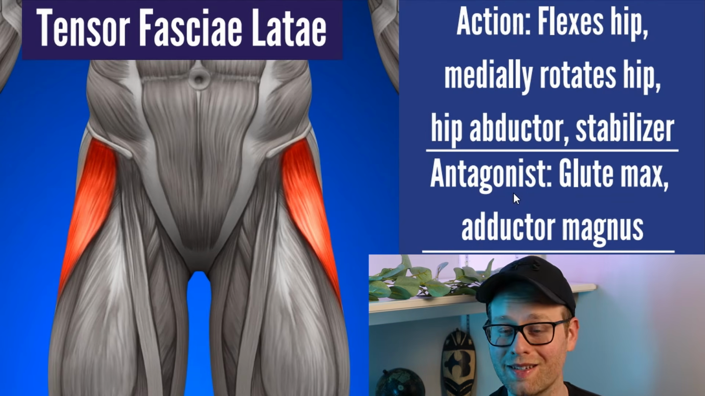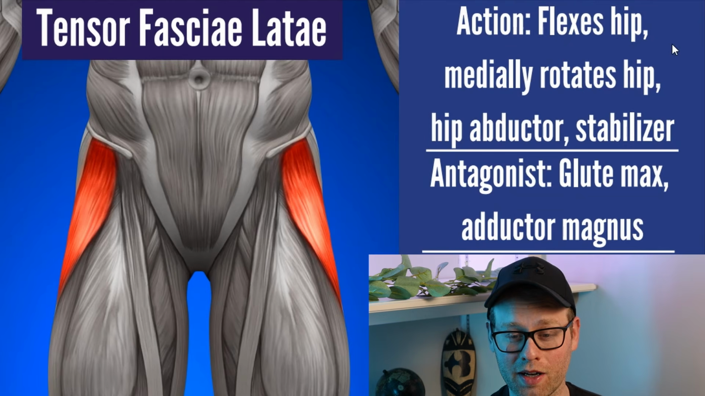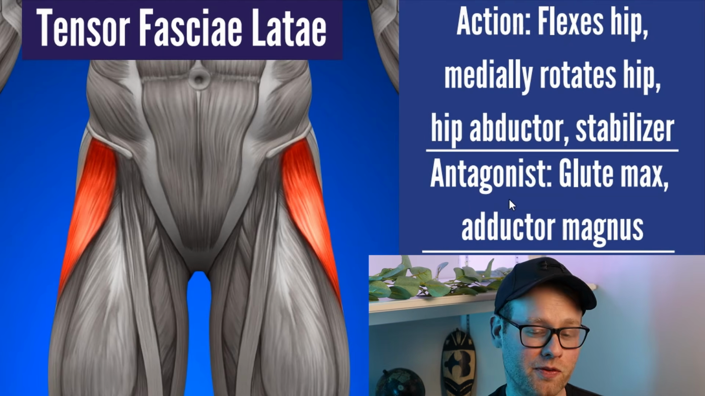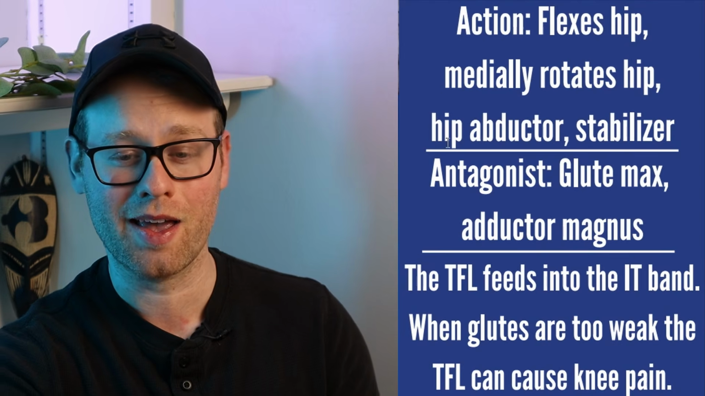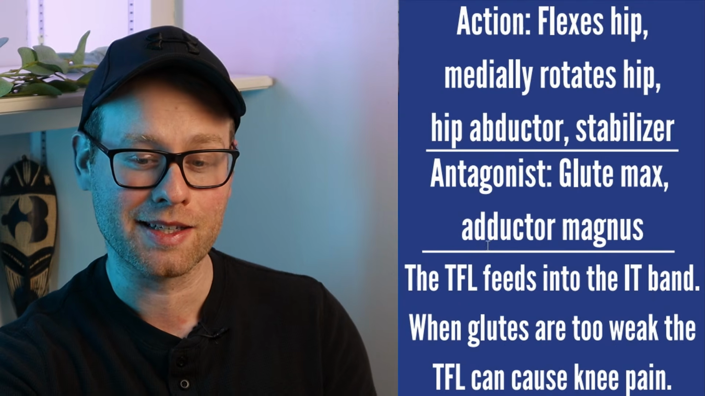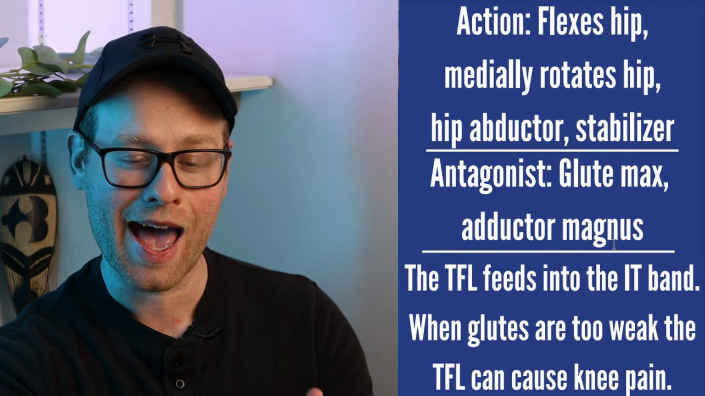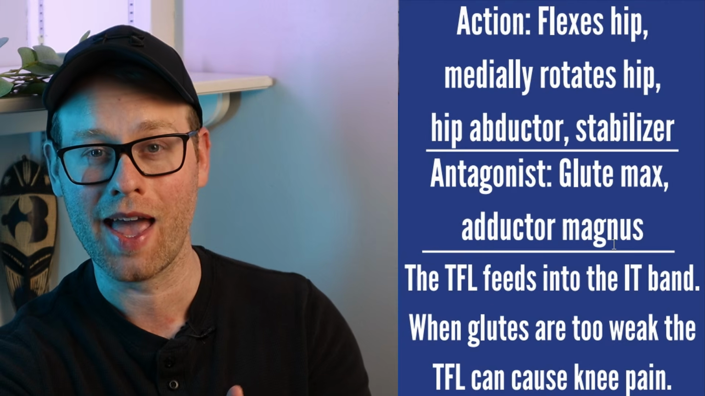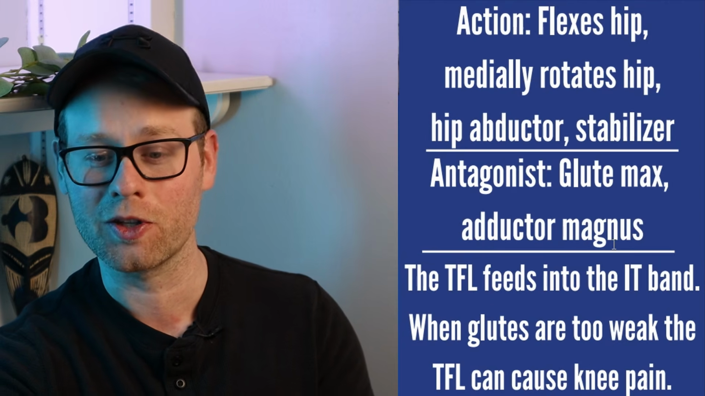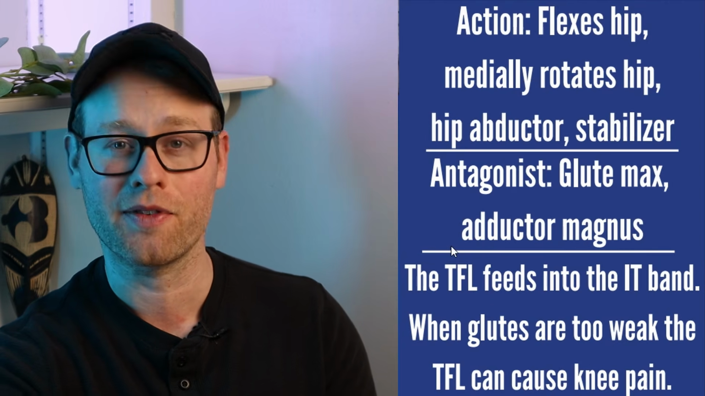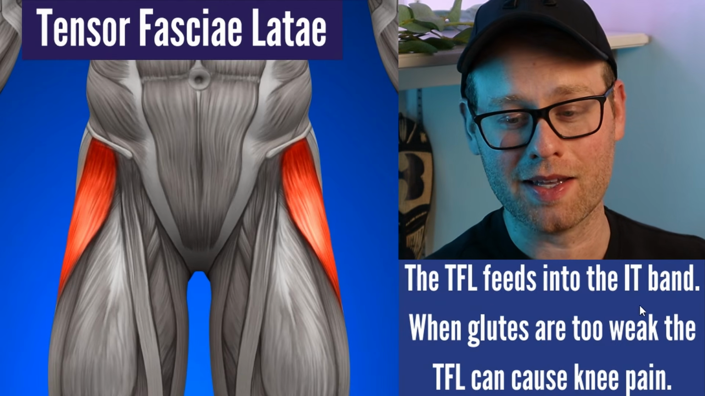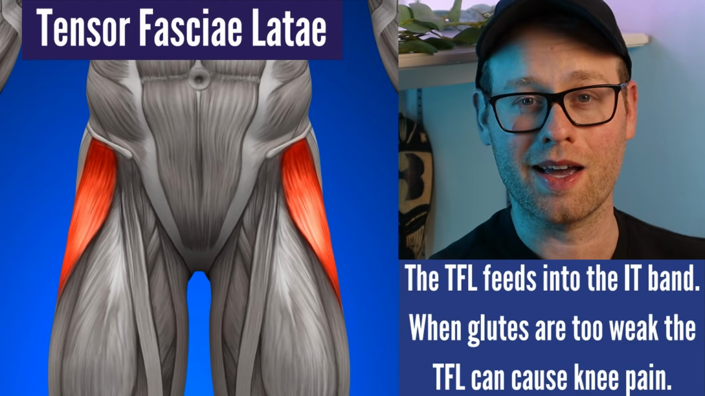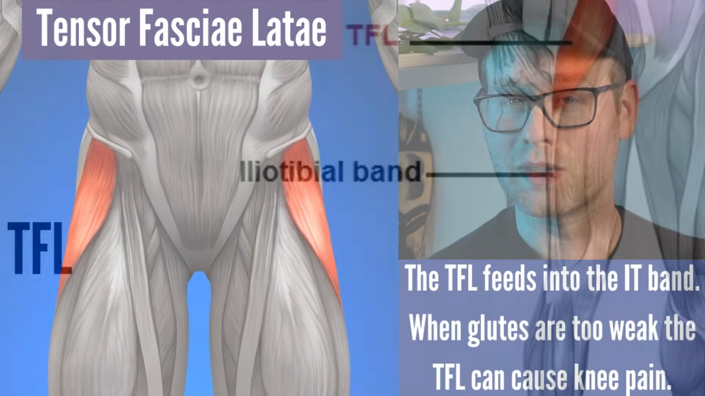Because one of the things the TFL does is hip flexion, the antagonist of the muscle for the most part is glute max, because again, glute max does hip extension. The TFL is also a hip abductor, so adductor magnus, which is an adductor, the opposite of abduction, well, that is also another antagonist for the TFL. So some good stuff to know about the TFL. The TFL feeds directly into the IT band. And fun fact about the IT band, it isn't muscle tissue at all.